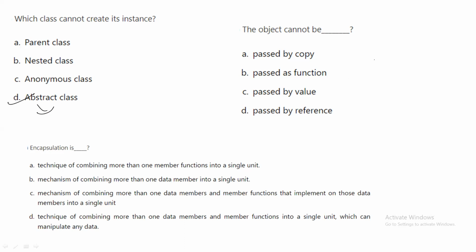The object cannot be passed by copy, passed as a function, passed as value, or passed as reference. So an object cannot be passed as a function. So option number B will be the correct answer over here. Moving on to the next question. Encapsulation is again a valid definition. Encapsulation is the wrapping up of data and member function into a single unit called class. So option number C will be the correct answer over here. So let's move on to the next question.